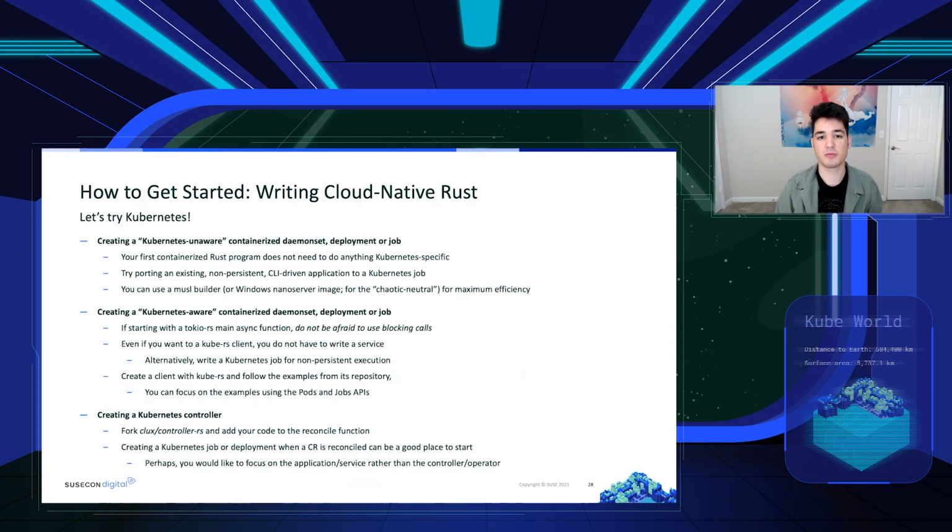So how to get started with writing cloud-native Rust? We're going to look at 3 things in particular. First is creating a Kubernetes-unaware containerized daemon set, deployment or job. I'll just call these all apps, those 3. An unaware one, you can run in or out of cluster and it'll behave functionally the same. And I would start with a non-persistent CLI-driven application.